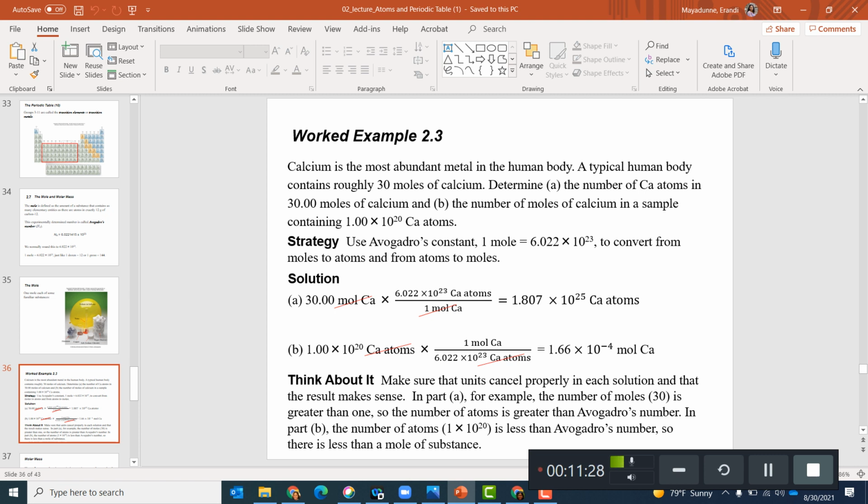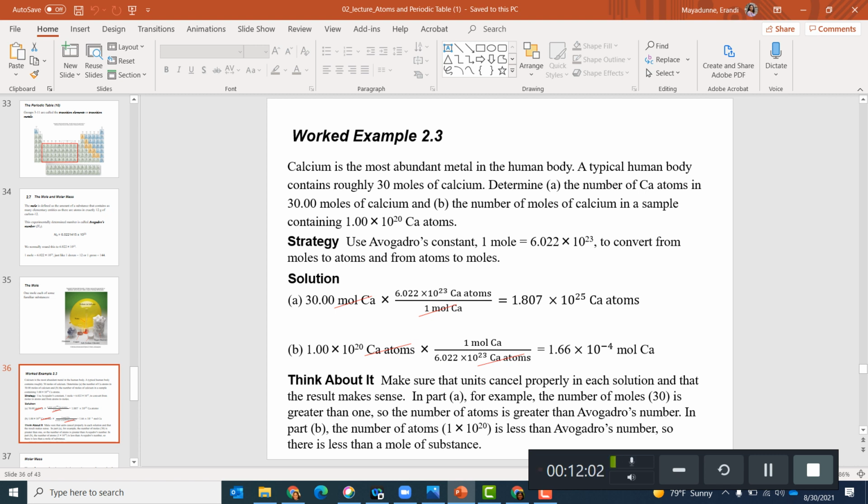Calcium is the most abundant metal in the human body. A typical human body contains roughly 30 moles of calcium. Determine the number of calcium atoms in 30 moles, and the number of moles in a calcium sample containing this many atoms. So you see you have to go from moles to atoms. The first one, they gave 30 moles of calcium. You know 1 mole of calcium has Avogadro's number of atoms. So you multiply the number of moles by Avogadro's number, and you get the number of atoms.